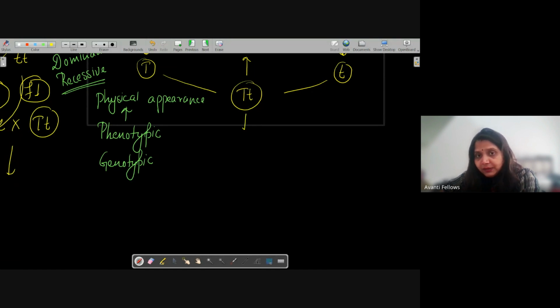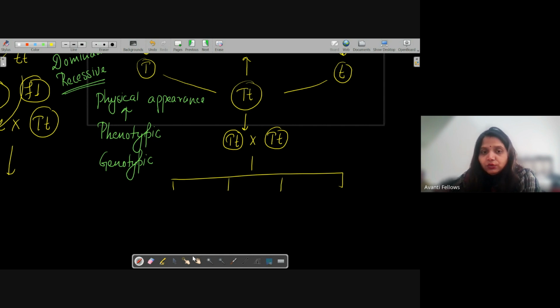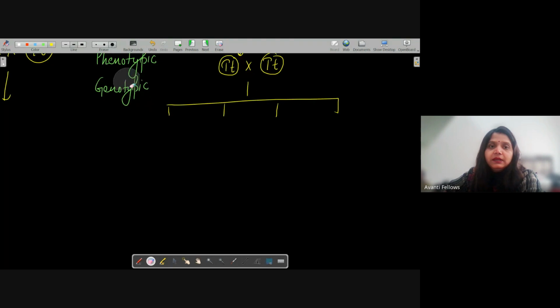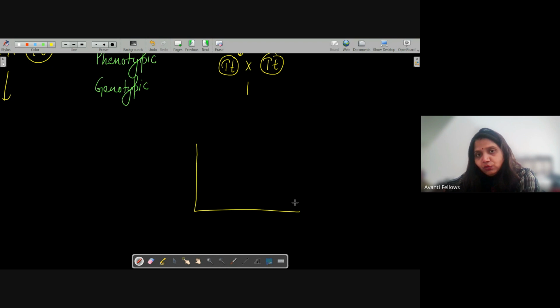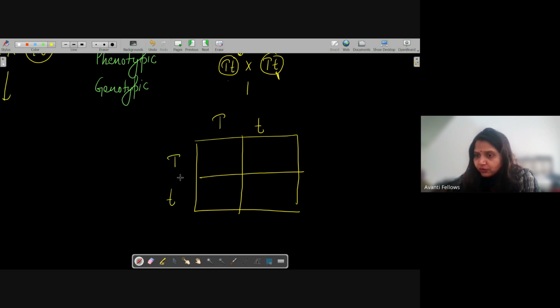Now, when capital T small t is crossed with capital T and small t, it is going to give you four things. How are you going to do the cross? Let me teach you the Punnett square. We do this selfing by the Punnett square. We split these genes: capital T here, small t here. For this also, capital T here and small t here. Now you can do the cross, right?